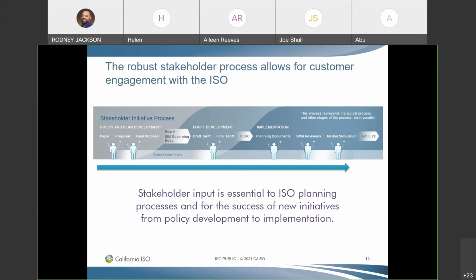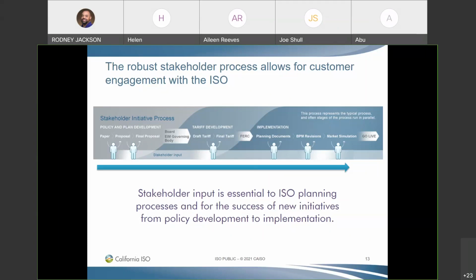On our website, under the Stay Informed tab, and I'll show you guys where this is located later, you will see information on our stakeholder initiatives. This page lists all of the initiatives we're working on at the ISO and provides all of the papers and meeting invitation schedules, so that way you know which initiatives you should be interested in and how to participate in the discussion.